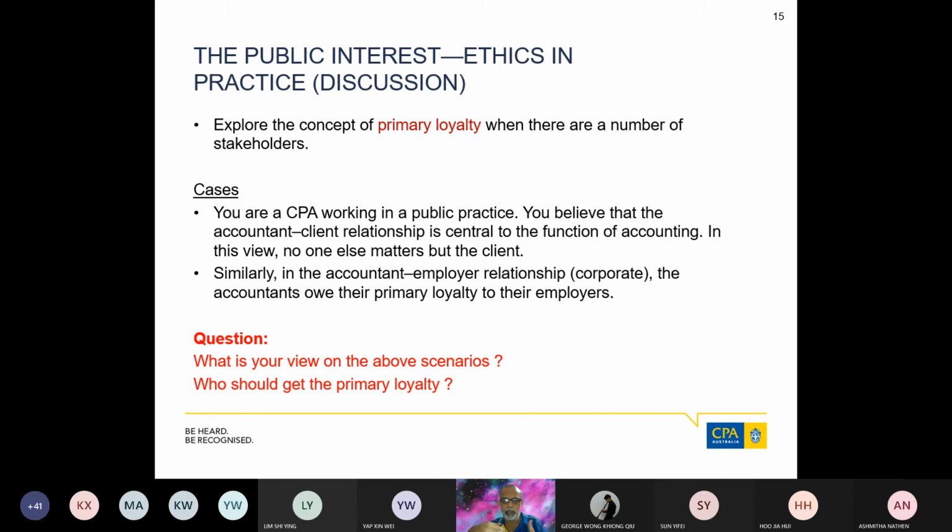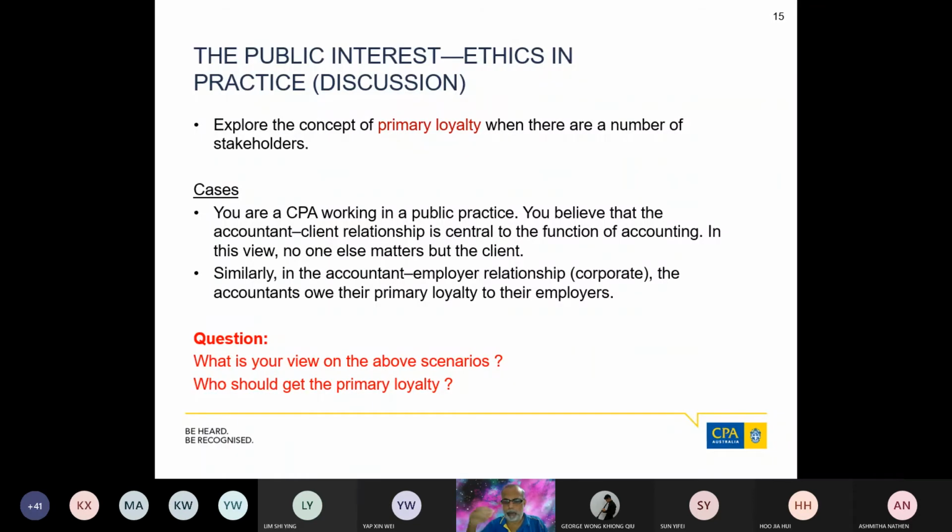The other scenario is you're working for someone as an employee. You're getting a salary. So when you're working for someone, are you owing your primary loyalty to your majikan, to your employer, or what? So the question is, what is your view on the above scenarios? Who should get the primary loyalty?